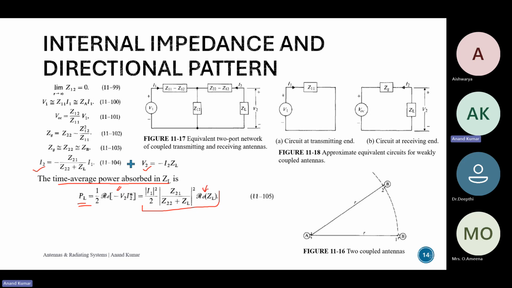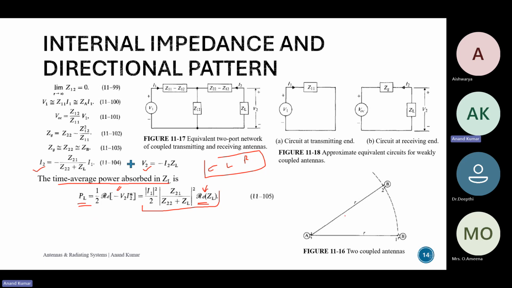We have to note that this ZL could be real or imaginary, based on capacitive or inductive or resistive or a combination of these things. So we're keeping this real term over here. Okay, so this is the time average power which is absorbed by ZL.